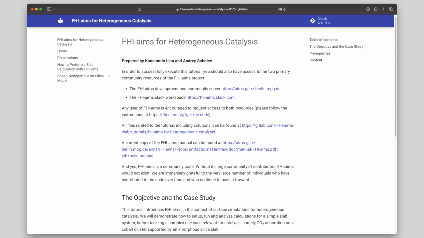For those interested in learning more, our written tutorial linked in the description walks through the simulation workflow using FHI-aims, demonstrating how to model complex magnetic systems and calculate adsorption energies. These computational techniques can also be applied to many other catalyst systems beyond cobalt.